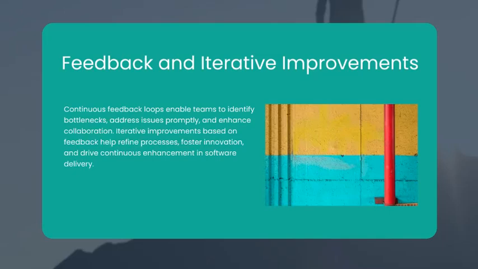Feedback and iterative improvements. Feedback is very crucial in DevOps or any system. Feedback tells you, when you have implemented a new change, how the response came back, and it also drives iterative improvement. If the feedback is positive, you improve further on that. If the feedback is negative, you roll back the changes.